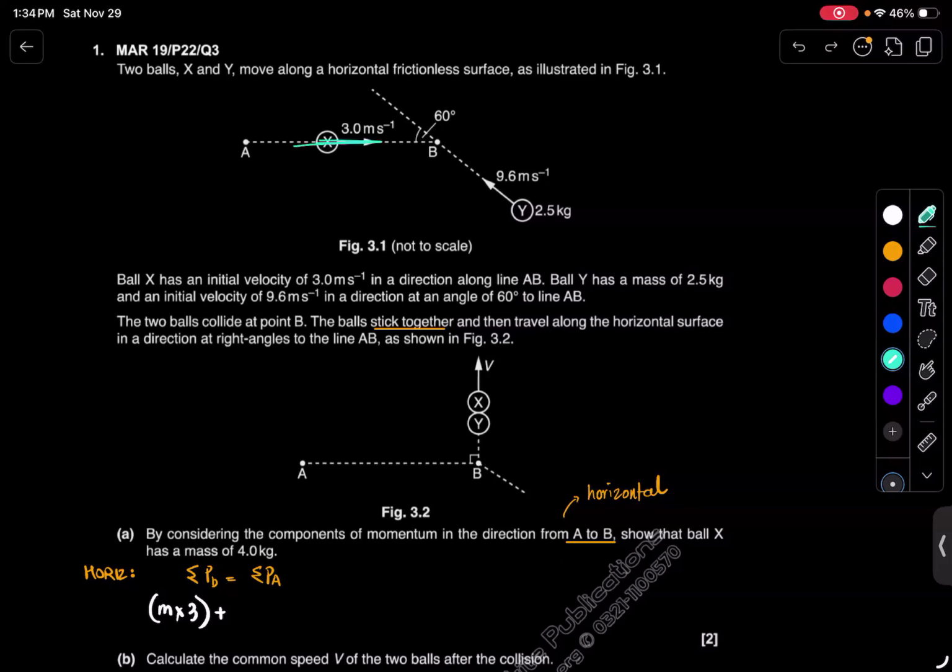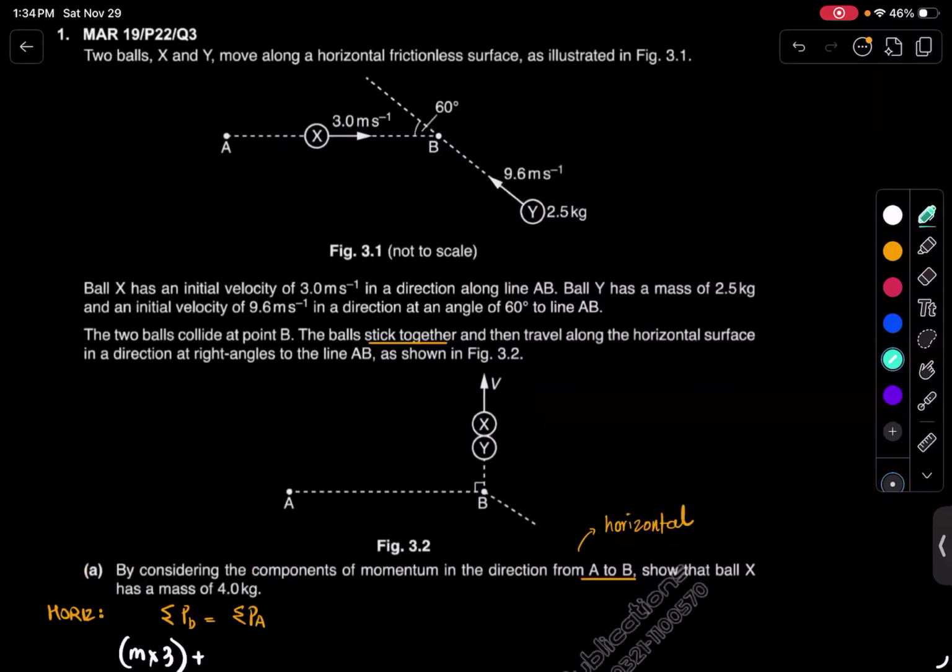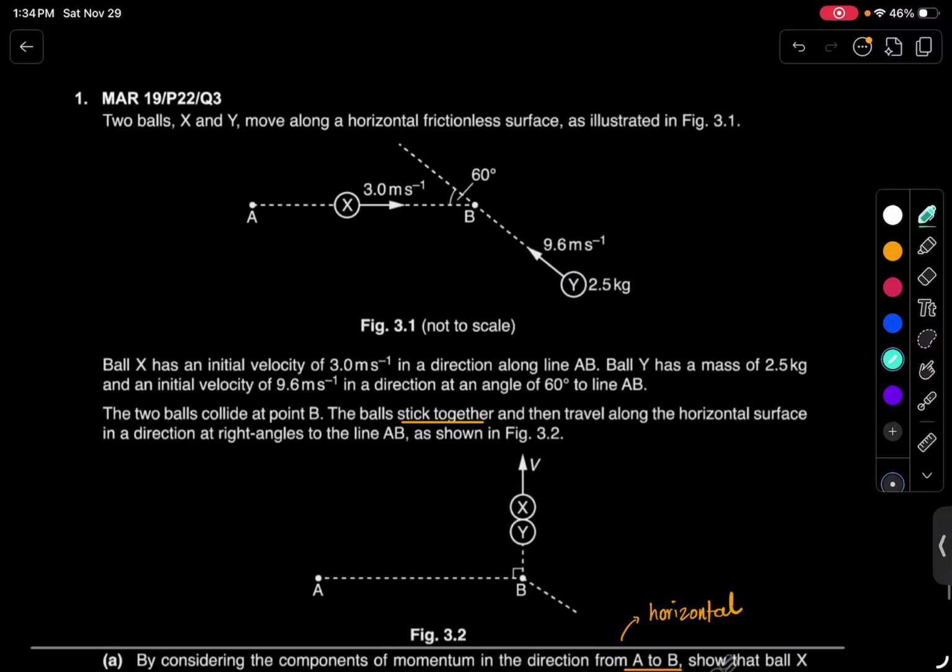Because that means you have to consider the horizontal momentum of this ball. And then after collision, they will have zero horizontal momentum. Why? Because both ball X and Y are only moving vertically, so they have no horizontal momentum after collision. Now think about it: this is your reference line.